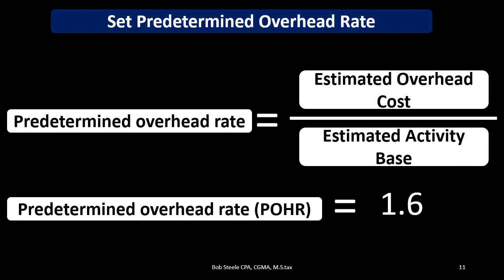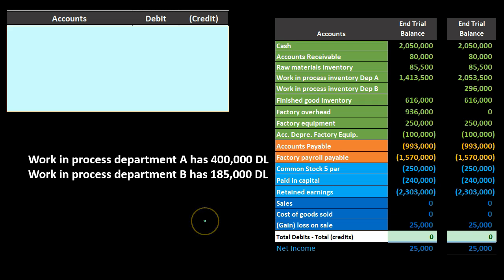So we're going to say that our predetermined overhead rate is 1.6. We're going to say the calculation here is 1.6. How do we get that? Well, we said that the estimated overhead costs from the prior period divided by our activity base, which we're going to say is direct labor in our case. So we're going to divide those out, and get our predetermined overhead rate of 1.6.